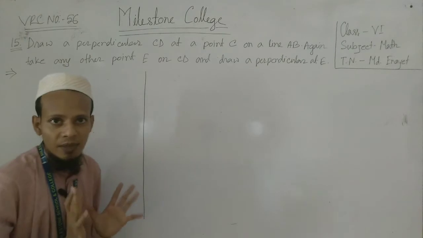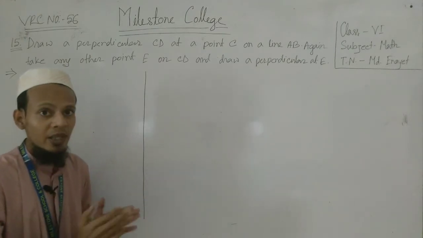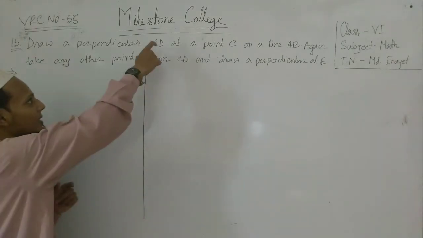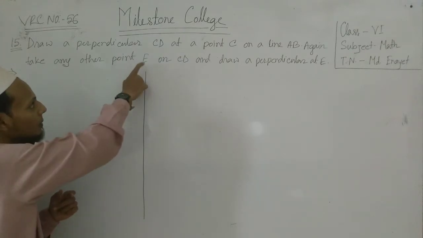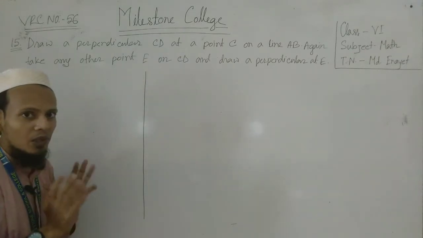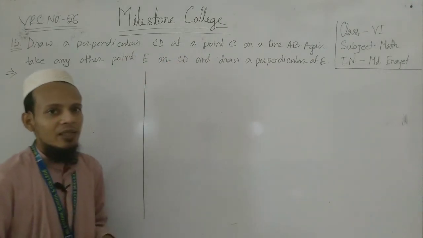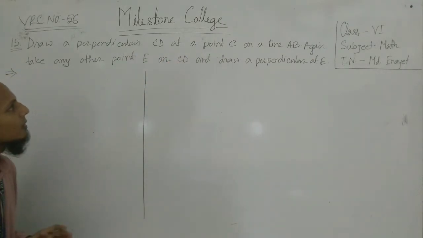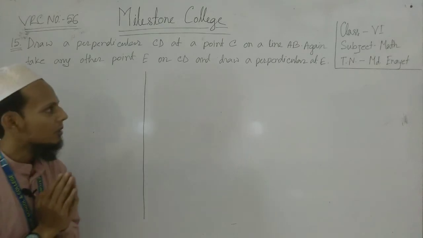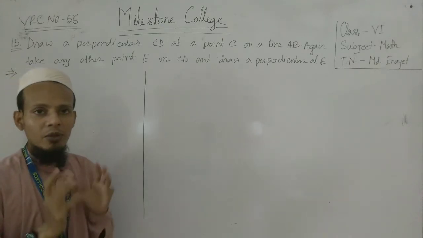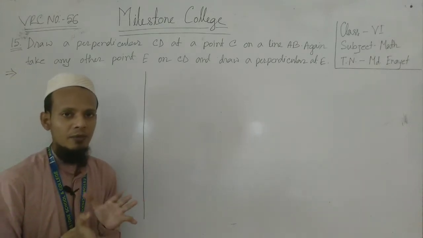This is the first part, and in the second part, on that perpendicular, that is on CD, we will take a point E and we will draw another perpendicular on that perpendicular. So, this one is a little bit complex for you. So, my dear students, I am going to do the same thing that I did for number 14.